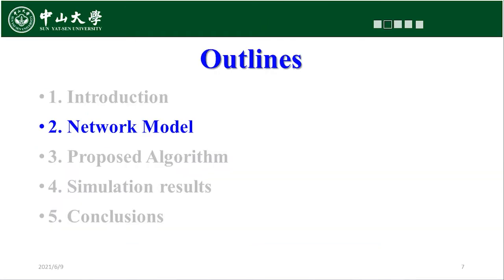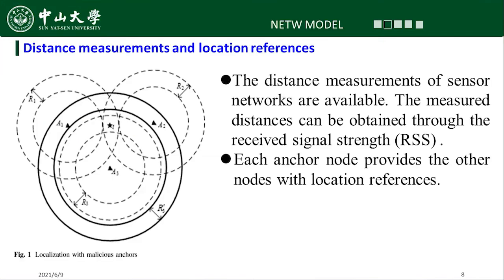Then we make the introduction to the network module. Before we propose our localization algorithm, I'd like to introduce the network module employed in our paper. As shown in the figure, the distance measurements of sensor networks are variables based on the received signal strength. Each anchor node provides other nodes with location reference.